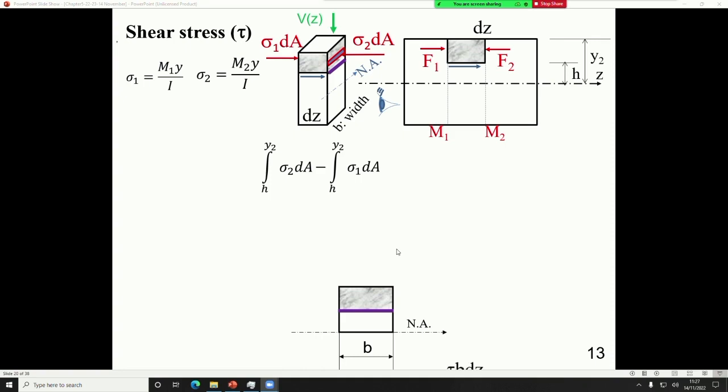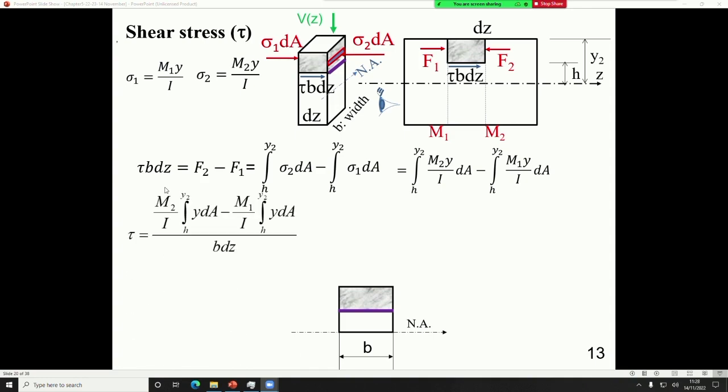Now, I'm going to just equate it. So this is the shear stress applied. The area is equal to this width, which is b, times the length, which is dz, so it gives me a shear force equal to the difference between these two. Now, I'm going to substitute these two terms, M1y over I and M2y over I, into these two equations. For a particular value of a shear force, M2 and M1 are constant, I is a constant value, they can be extracted from the integral, and I can divide both sides by b dz.